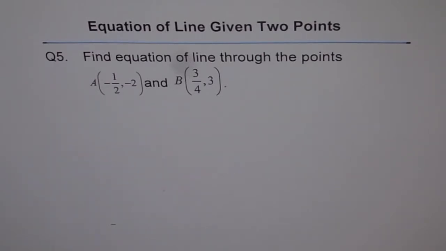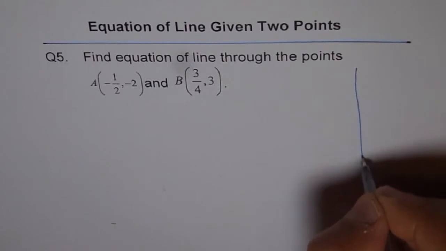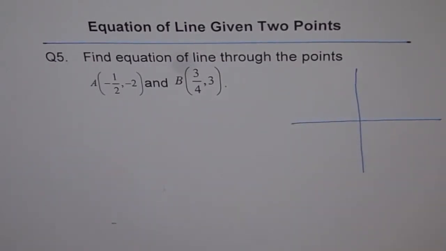Okay, question 5. Find equation of line through the points A (-1/2, -2) and B (3/4, 3). So you see I've just made x coordinates as fractions to scare you, right? But the idea is to get friendly with them. Let's first try to plot them. And I've seen even grade 11 and 12 students struggling to plot such fractions on a coordinate plane.